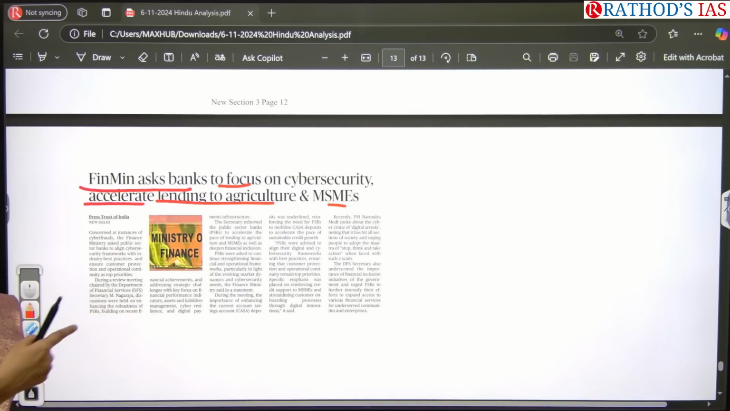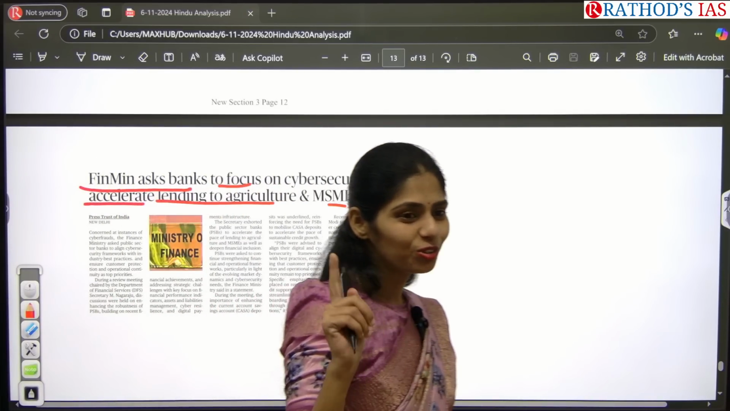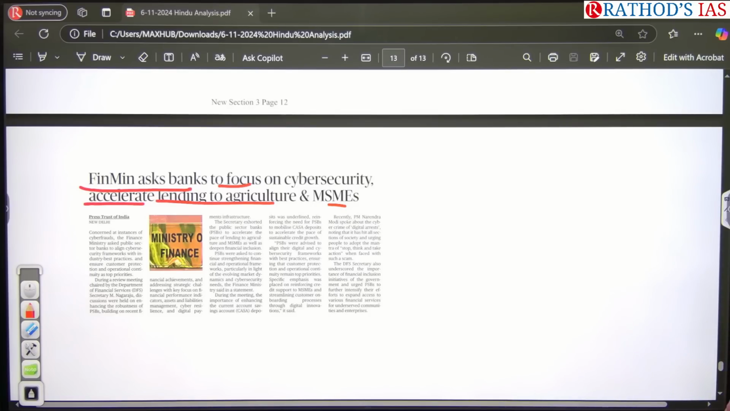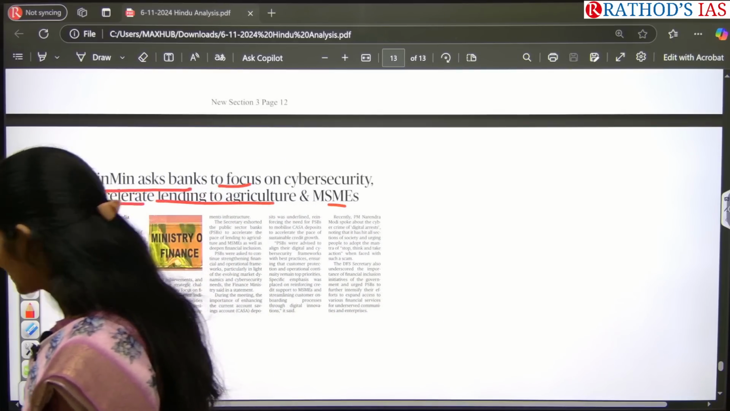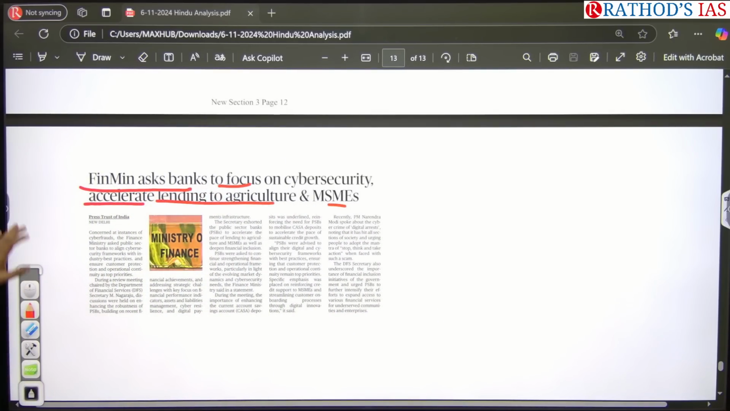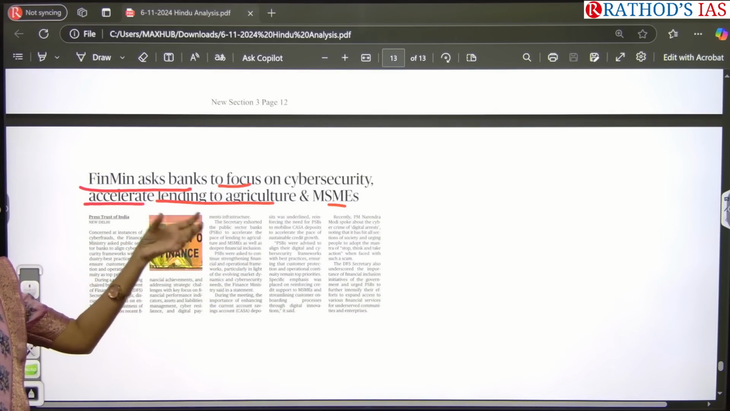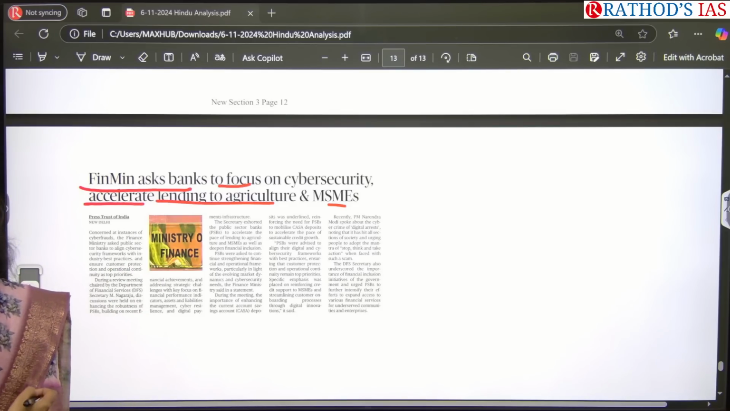Okay, revise about this priority sector lending. I will be giving you a quiz question on that topic. Is there a quiz every day? No. So why do banks need to provide this lending for agriculture and MSME? Why?